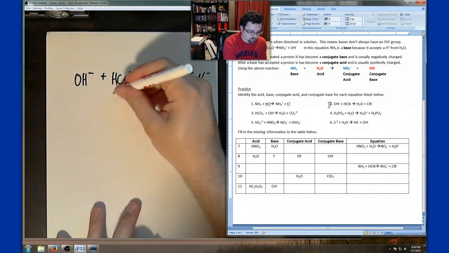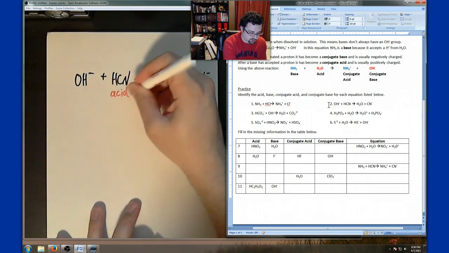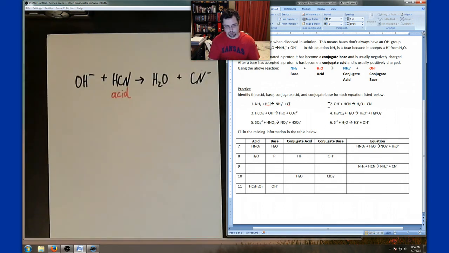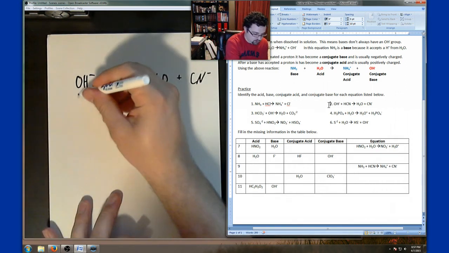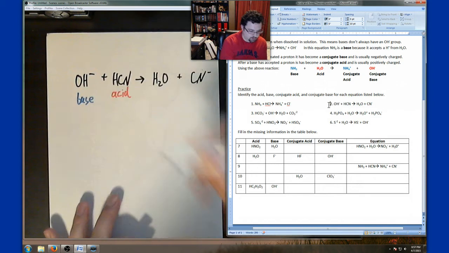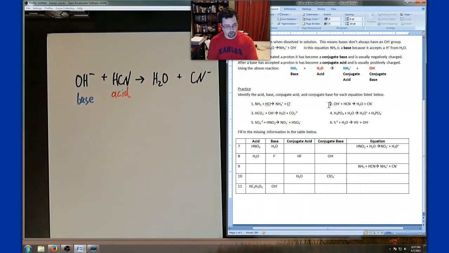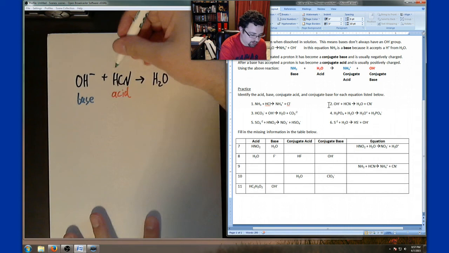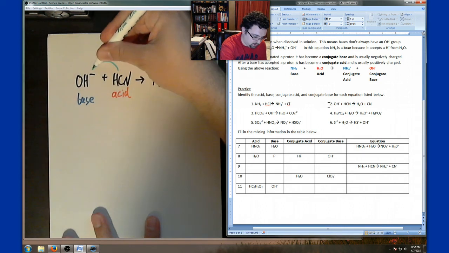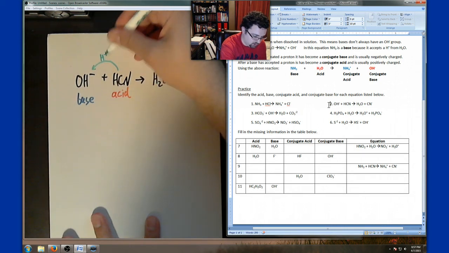So, based on this, I'm going to say this is my acid, because of the H in the front, and the OH minus is definitely going to be my base. Okay? So the acid and the base always act the same. The acid donates the H+, the base accepts the H+. So this acid is going to donate its H+ to the base.